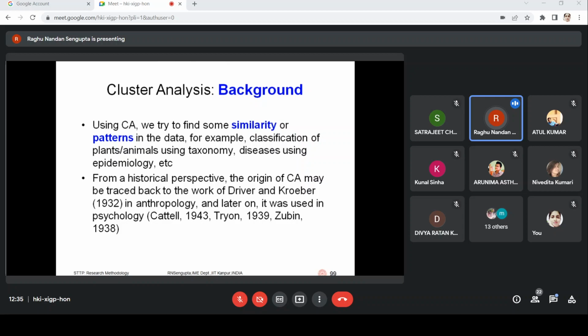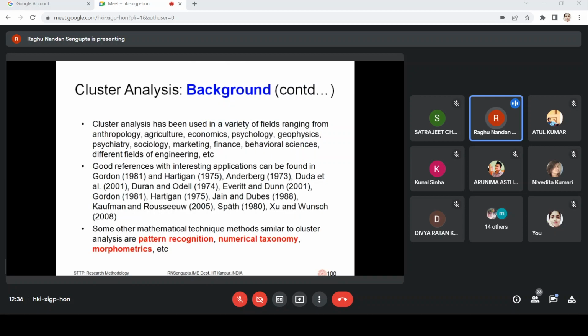Cluster analysis has been used very heavily in fields like anthropology, as I mentioned, and agriculture, where you want to classify different types of plants, species, genus, different types of pulses, wheat, fruits. In marketing, you want to club different products from different companies into different categories. In finance, different companies based on their price to earning ratio, assets value, liability value, working capital, turnover ratio, liquidity risk, credit risk. In behavioral science, different types of human beings based on characteristics. In engineering, different mechanical techniques used for different types of processes. Good references are given by Gordon, Hartigan, Anderberg, and so on. So I won't go into the details.